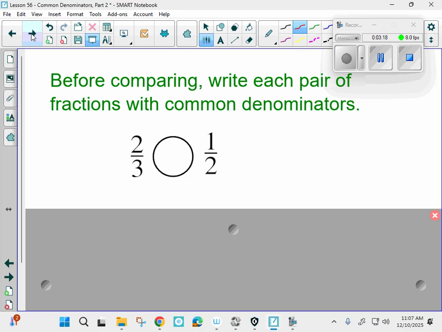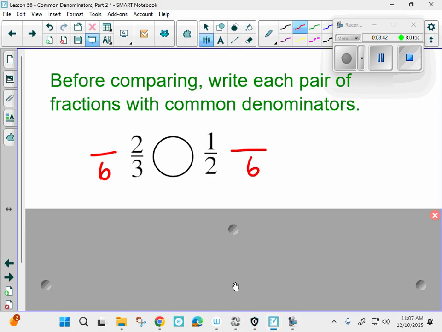Let's compare. Before comparing, write each pair of fractions with common denominators, okay? So you need to rewrite these. So go do 2/3, put a big circle. We're going to fill in a less than, a greater than, or an equal to sign, and then a 1/2. All right, so Nusha, 2 and 3, what's the smallest thing 2 and 3 go into? So I need to rewrite each of these with a denominator of 6.